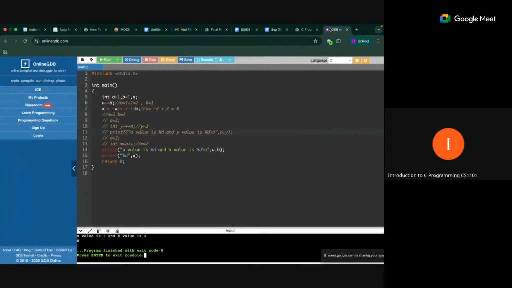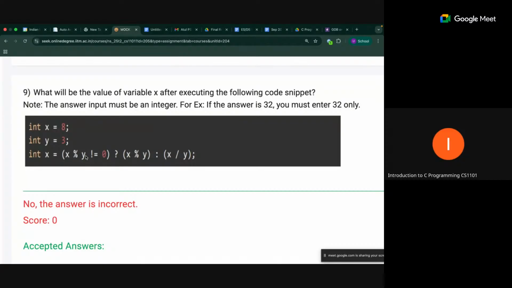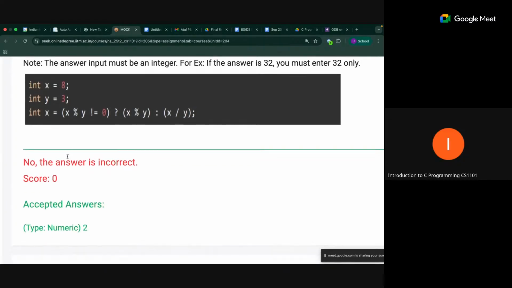So what is the point in the ternary operator? First we give the condition and then a question mark and then a true statement, followed by a false statement. So if the condition is true, the true statement will work. Otherwise, the false statement will work. So here 8 mod 3. What is the value of 8 mod 3? 2. Exactly. 2 is not equal to 0, which means the condition is true. So if the condition is true, I have to print the modulo value, nothing but 2.